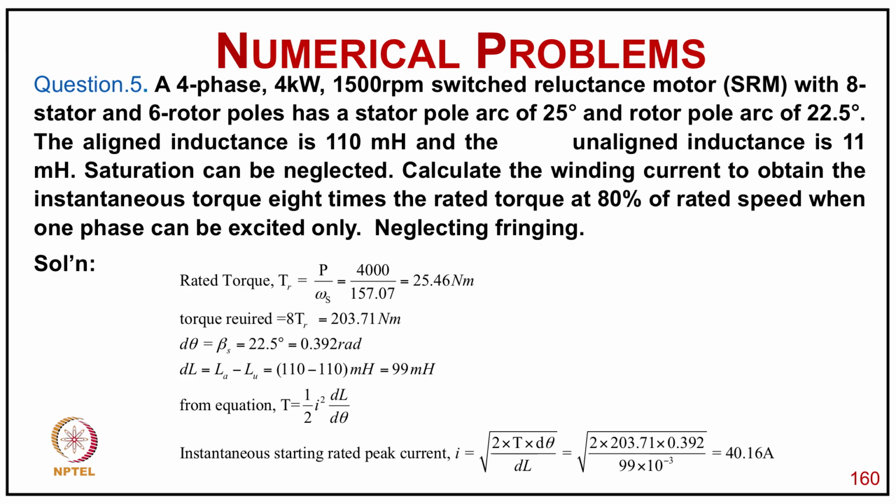Again, rated torque is TR equal to P upon omega, that is 25.46 Newton meter. Torque required is 8 times TR, 203.71. Delta theta is beta equal to 22.5, that is 0.39, and dL equal to LA minus LU, that is 99 millihenry. So from T equal to half I square dL upon d theta, putting the values, the current comes to 40.16 ampere.